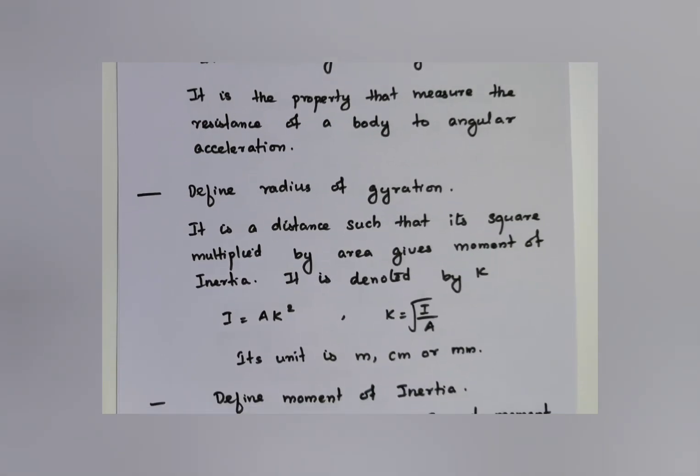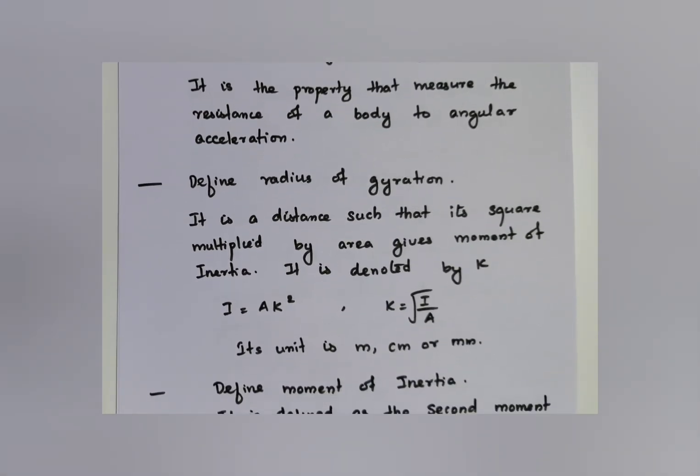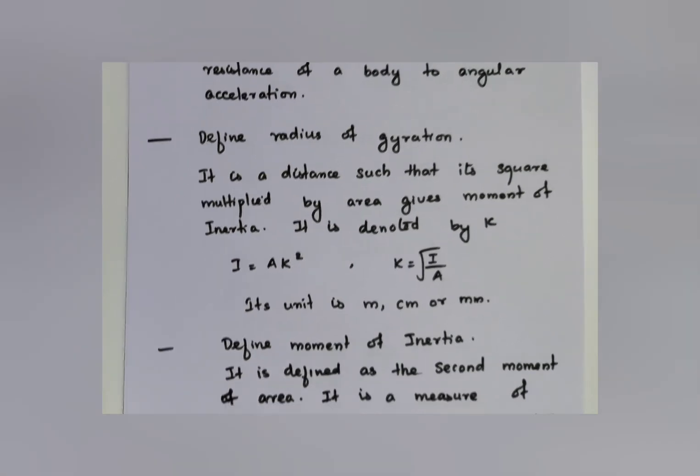So now the third definition, that is radius of gyration. It is a distance such that its square multiplied by area will give the moment of inertia, and it is denoted as k. So I is equal to A into k square, where k is equal to root of I by A. Its unit is meter, centimeter or millimeter.